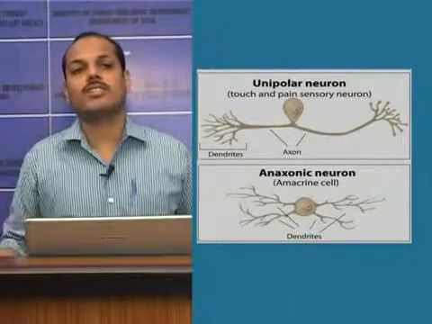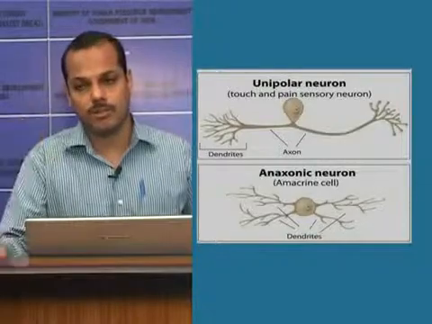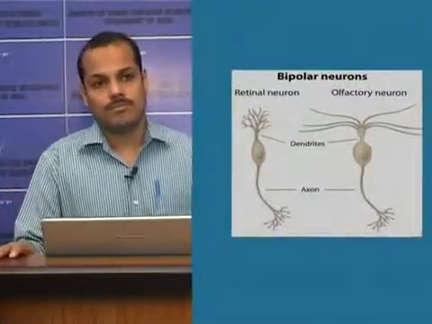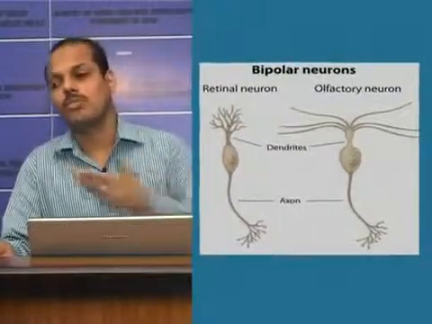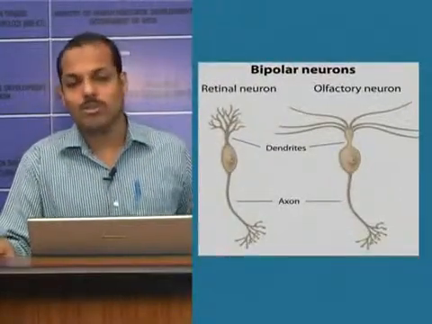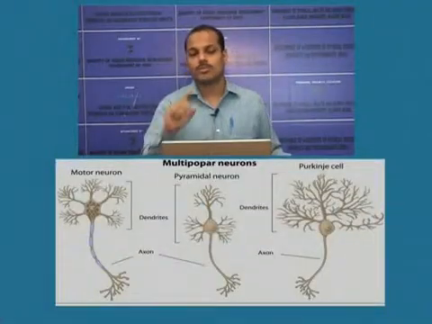If only one extension is there, it is only an axon, so it will be a cell body and an axon. Now, if two extensions are there, it means that one axon and one dendrite will be there. So, this is called bipolar. Now, there is another type called the multipolar neuron. A multipolar neuron has many dendrites and usually one axon.